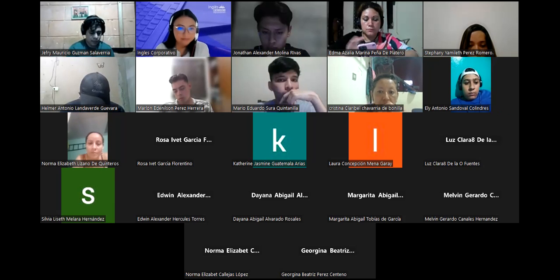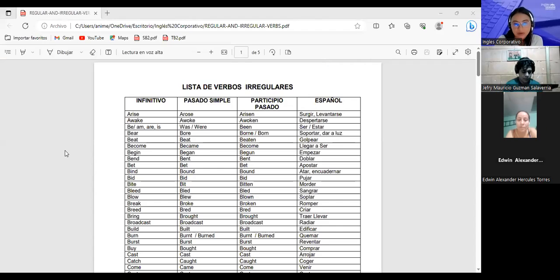Look. Regular and irregular verbs. Solo vimos las estructuras, okay? Affirmative, negative, and interrogative, and that's it. Pero sí, me gustaría que repasen otra vez esta información. The list of irregular verbs. This is quite easy because if you don't remember the meaning of a verb, you can easily go and check the meaning in Spanish so you can have a reference, or an idea about the meaning in Spanish.